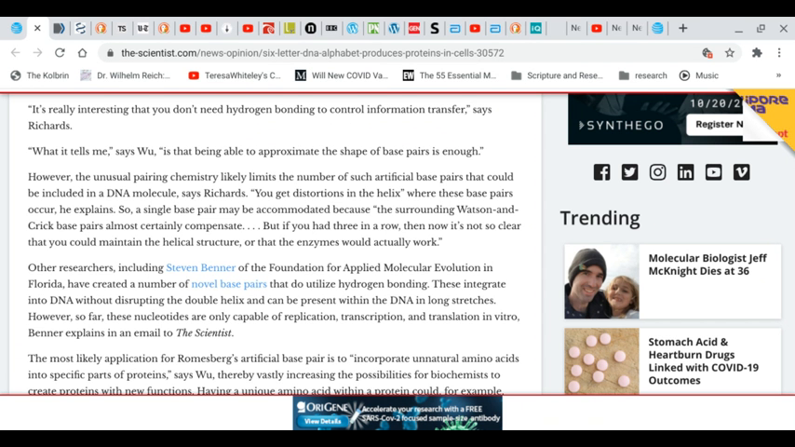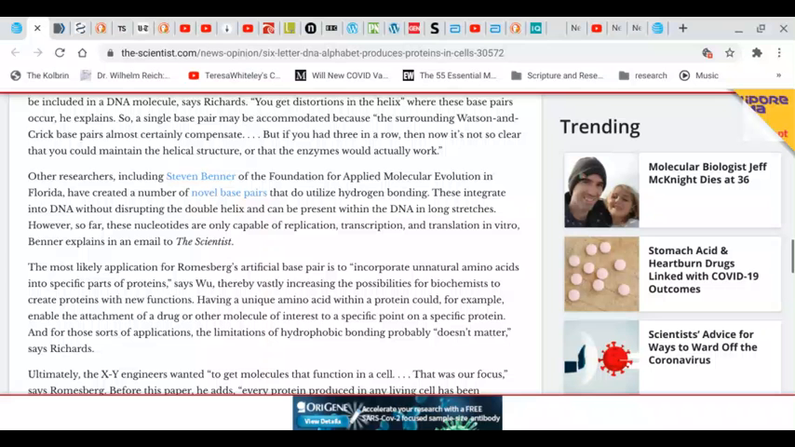But if you had three in a row, then now it's not so clear that you could maintain the helical structure or that the enzymes would actually work. Other researchers, including Steve Benner of the Foundation for Applied Molecular Evolution in Florida, have created a number of novel base pairs that do utilize hydrogen bonding. These integrate into DNA without disrupting the double helix and can be present within the DNA in long stretches.